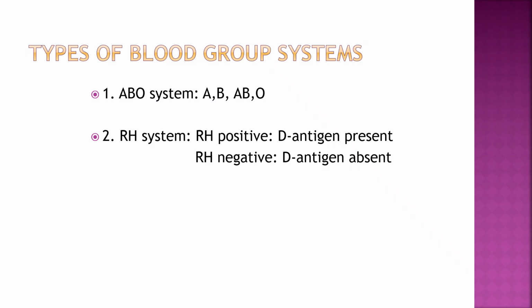Now we will see types of blood group systems. So there are mainly two types of blood group systems in Indian stations. It is the ABO system and the Rh system.